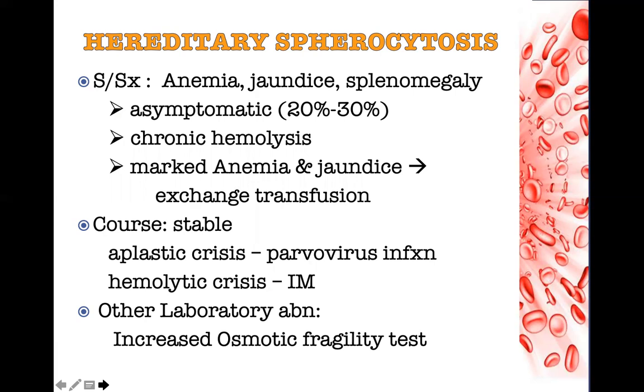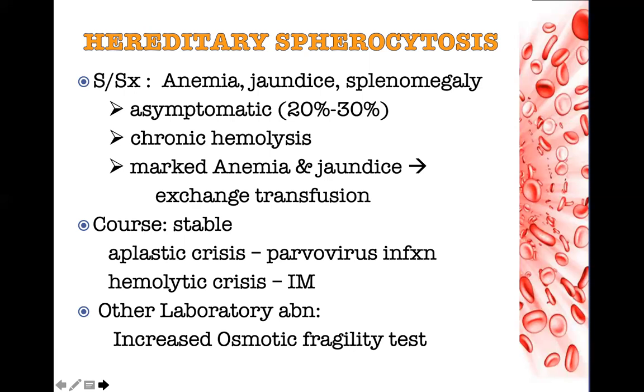Most of the time, these patients have a very stable course, and some of them may go into aplastic crisis if they would encounter a particular virus called parvovirus, and some of them may go into hemolytic crisis if they would encounter Epstein-Barr virus, or in patients who would end up with infectious mononucleosis.